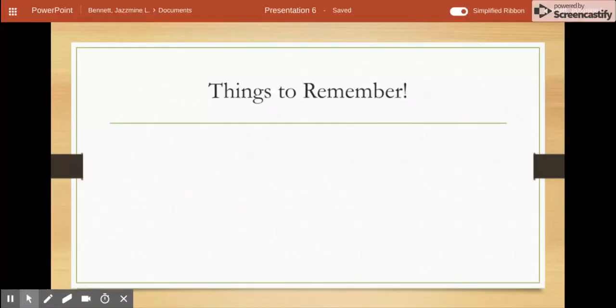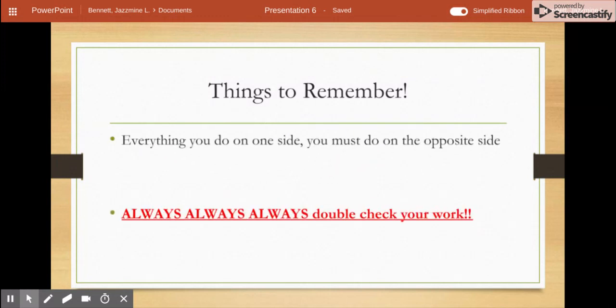There are a few things that I want you to remember before we get started. Everything you do on one side, you must do on the opposite side. And always, always, always double check your work.